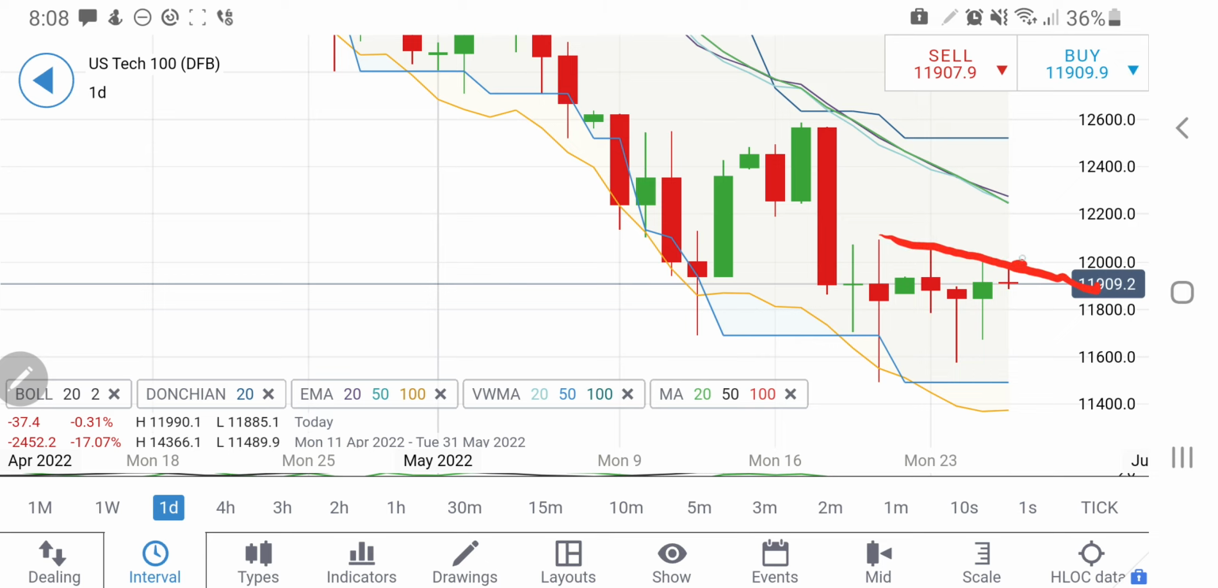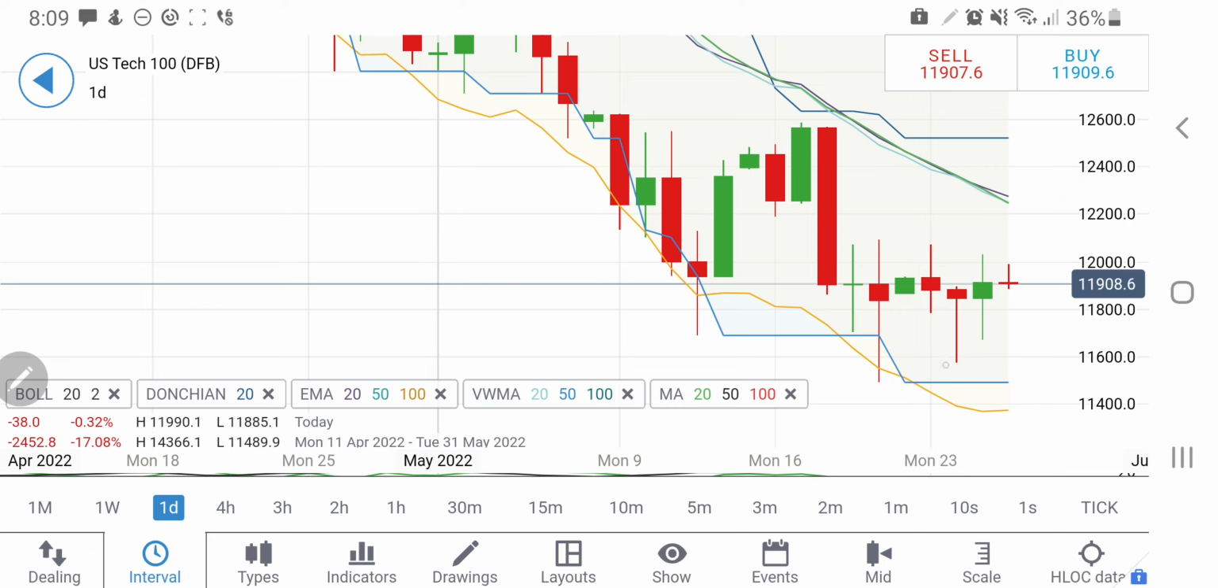Any move beyond 12,000 level should be considered a good level to go long, but the real move is only beyond about 12,050, beyond which one can expect it is going to hit till towards 12,100, and beyond that one can expect it is going to hit till towards 12,250 levels, the 20 period moving average, which will provide a definite resistance on the upside.